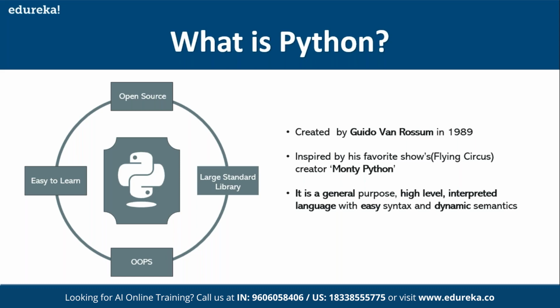To do all of this, there was no specific programming language, and hence the Dutch programmer Guido van Rossum created a programming language called Python. He named it Python because he was inspired by his favorite show, Monty Python's Flying Circus. From that name, he gave this programming language the name Python. That's a brief history of the reason for the birth of Python.